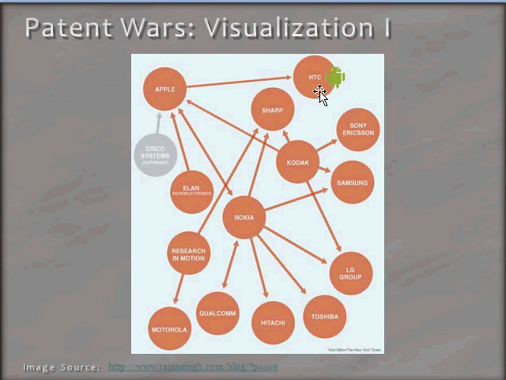And I also see this logo. This may be the HTC logo, but I'm not really sure. So this graph does a great job of conveying complexity, but it does leave a bunch of lingering questions, so a strength and a weakness.